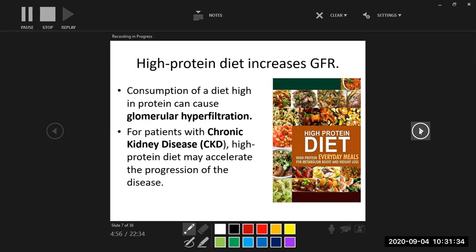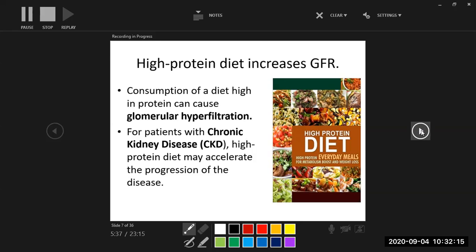And a high protein diet can lead to an increase of the filtration rate. It can cause glomerular hyperfiltration, and that can add more work to the kidney, which is not a problem for most of you, but could be a problem for patients with chronic kidney disease. Okay, you probably know this, but why is that? Since we are learning about the kidney, let's answer this question. Why is that?